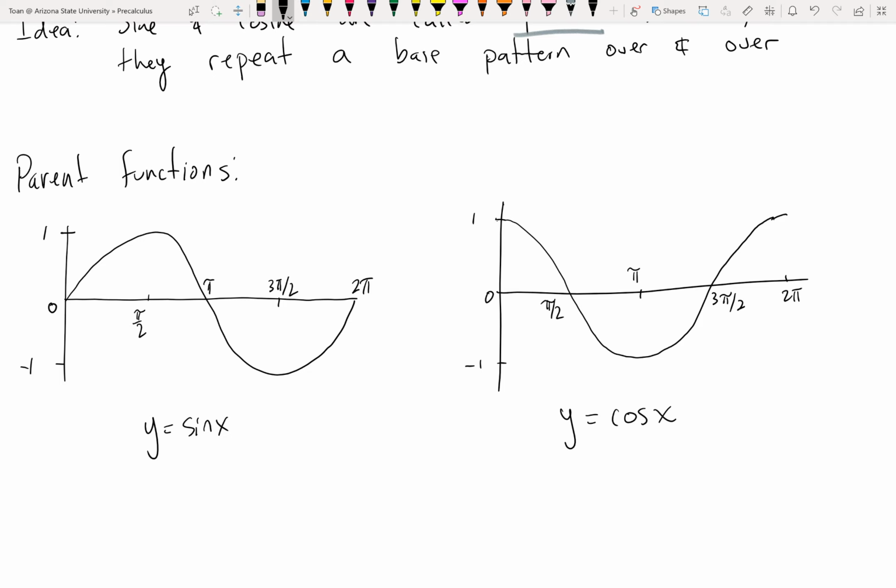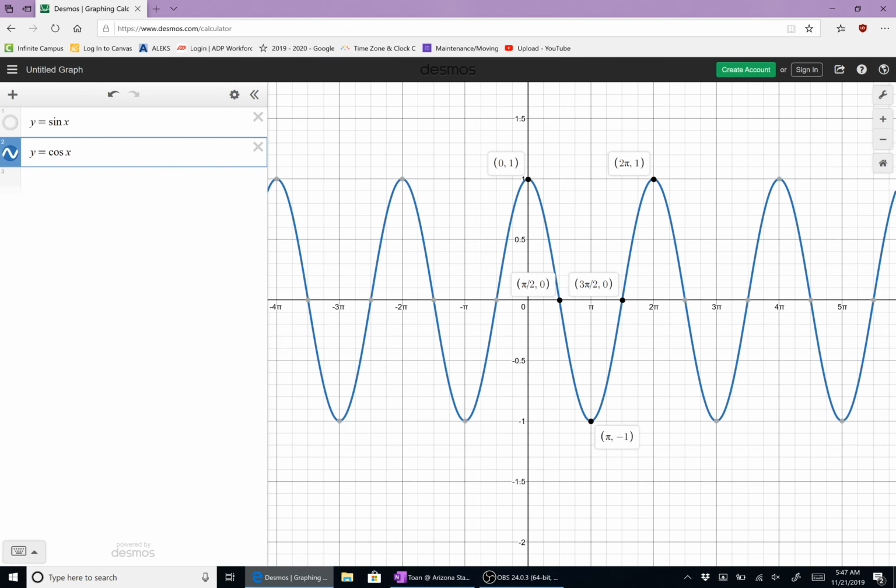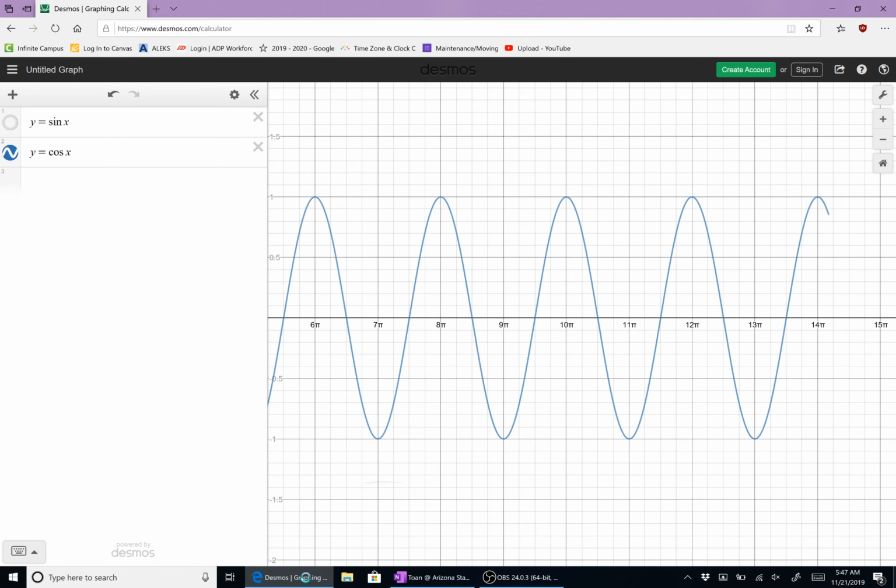So again, as I said, the above graphs represent one period of the sine and cosine function. If we were to extend the graphs to the left and to the right, as we saw in Desmos, we would just see this shape going on forever.